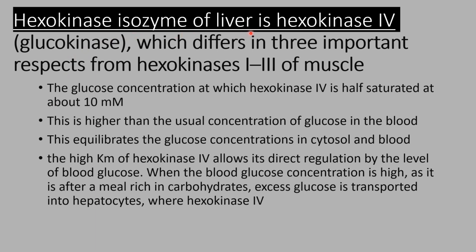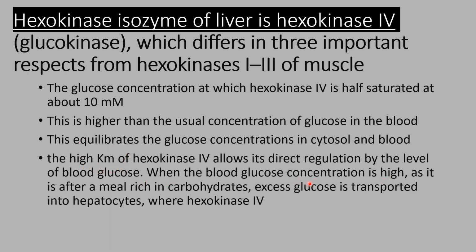The hexokinase isoenzyme of the liver is hexokinase 4. It is also known as glucokinase because it is found in the liver and catalyzes glucose into glucose 6-phosphate. This is different from the other hexokinases of the muscle cells or myocytes. It is half saturated at a glucose concentration of 10 millimolar. This concentration is usually higher than the concentration of glucose in the blood, which equilibrates with the glucose concentration in the cytosol. The higher Km of hexokinase 4 allows direct regulation by the level of blood glucose. When an enzyme has a low affinity for its substrate, it will have a high Km value.